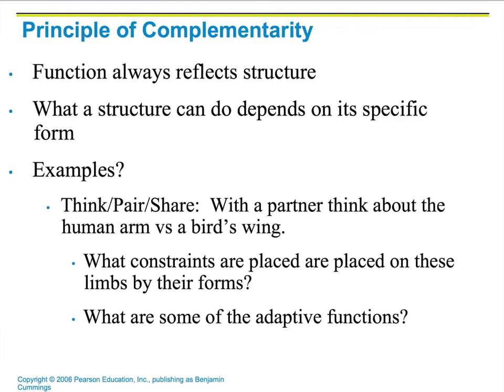So we're not going to do the thing that is below, but think about a human arm versus a bird's wing. They both have very different jobs and they have very different structures. And so there are constraints placed on these limbs because of their forms. A human arm cannot allow us to fly.